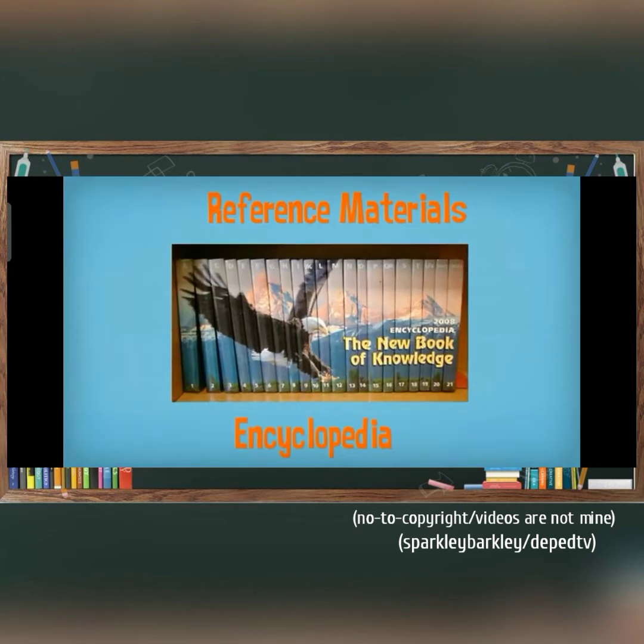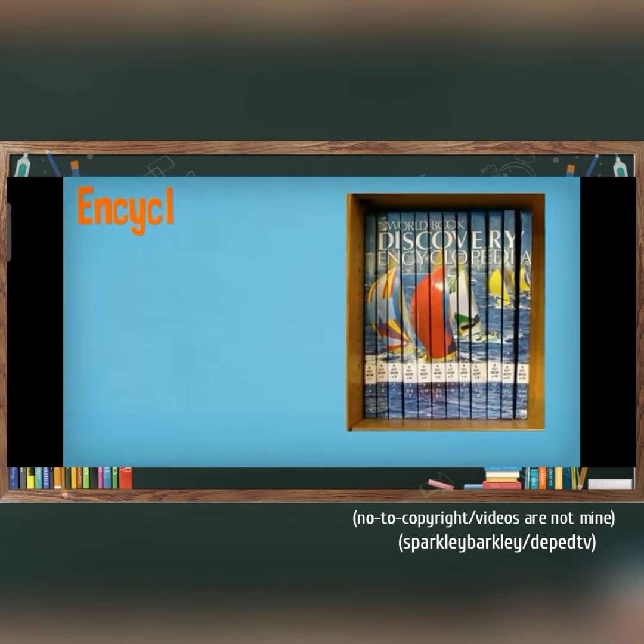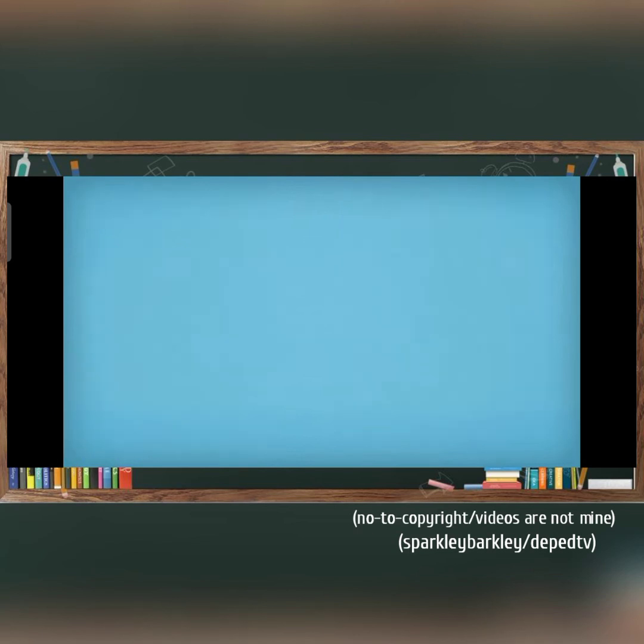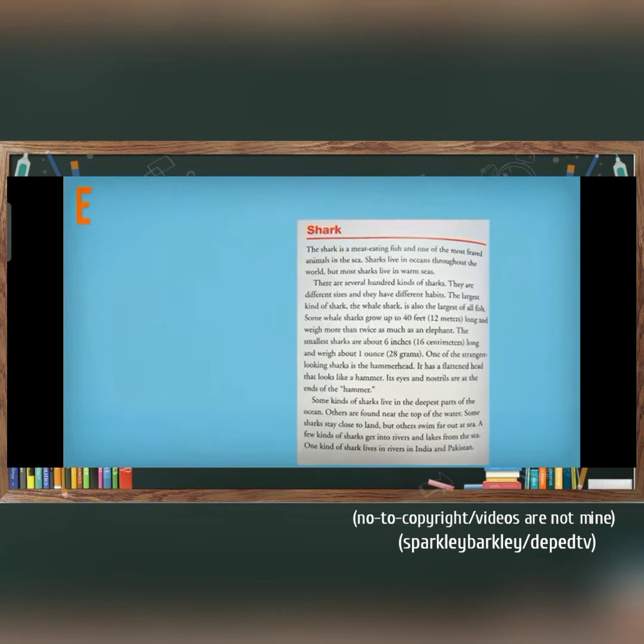Is the encyclopedia. The encyclopedia has the most important facts about different topics. They come in what we call articles. They use headings and subheadings, charts, diagrams, pictures, captions, and labels, and they can be general or specific, and they are also in alphabetical order.